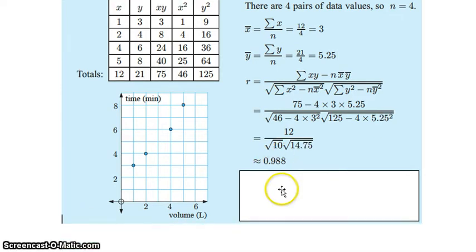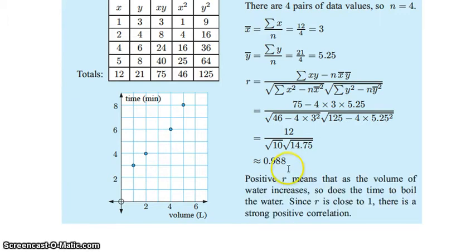Now from what we saw before in class, that is pretty close to 1. So we can comment upon that, and that's important. It's pointless having an R value if you don't actually do any commenting on it. We're saying it's positive, so we get the idea anyway: the more water you have, the longer it will take to boil, but since it's close to 1, there's a strong positive correlation. Alright, done.